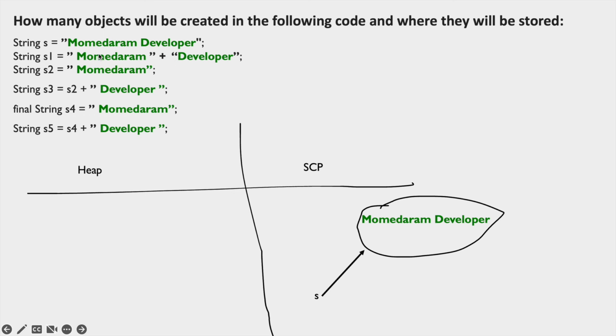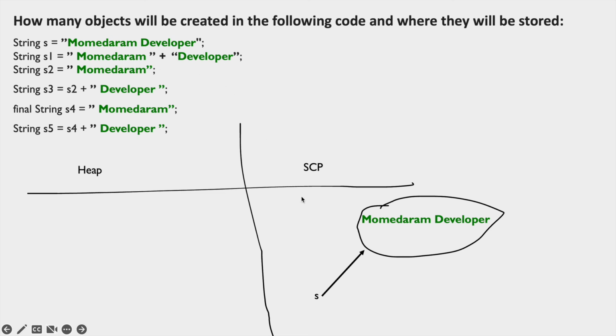In this case, this is a literal and this is also a literal, so we can say both are constants. When we are performing concatenation for the constants, that will be executed at compile time only. This is not a runtime operation, this is a compile time operation. So whenever a compile time operation is happening, the object will be created in the string constant pool only. That means the JVM will treat Momedaram plus developer as a single word.